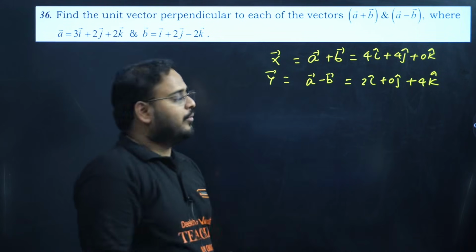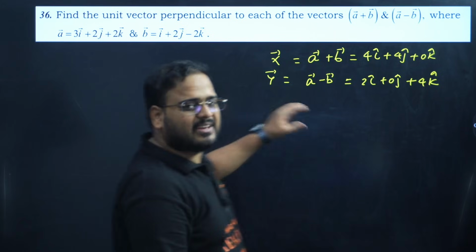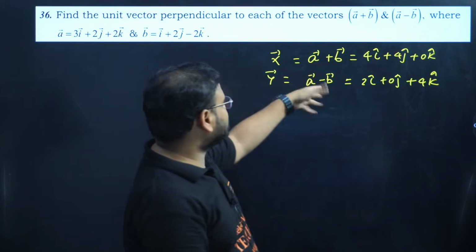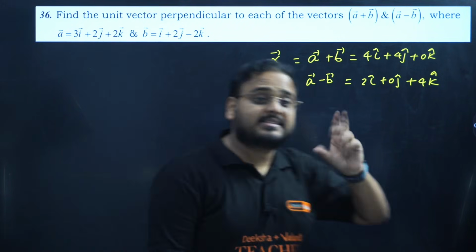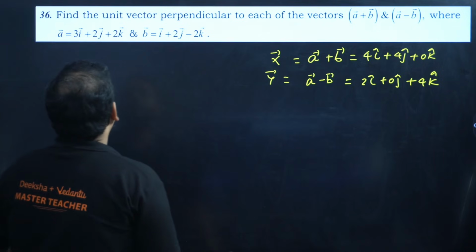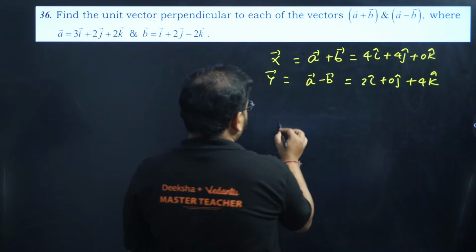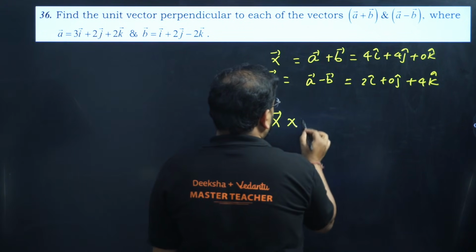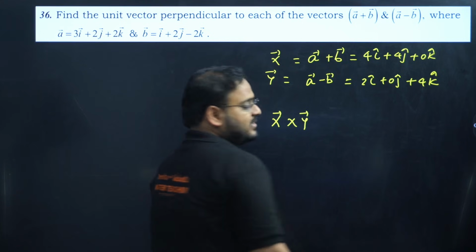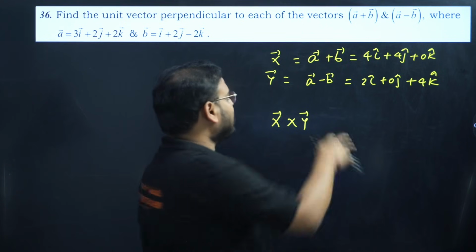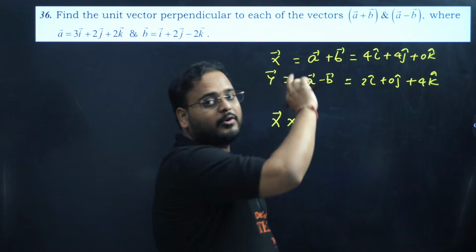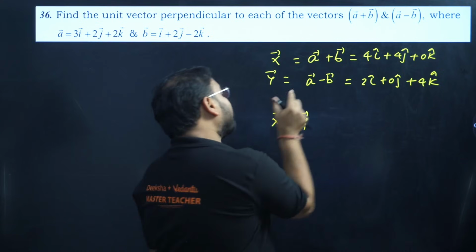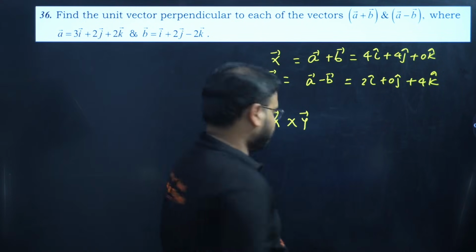Let's call it vector x and vector y. Okay, I'm just giving it a name. Instead of writing a plus b and a minus b all the time, just write it as x and y. Now what do we have? I'm looking for a unit perpendicular vector. X cross y. This is what? A perpendicular vector. When you take the cross product of that, right? We have to look for the unit vector of this. That we'll do later.